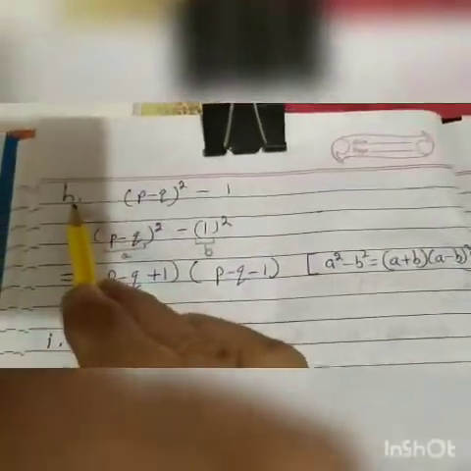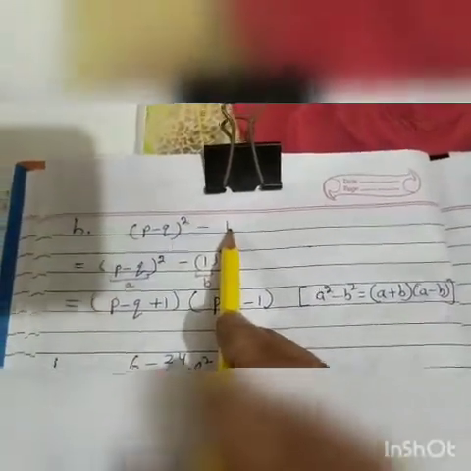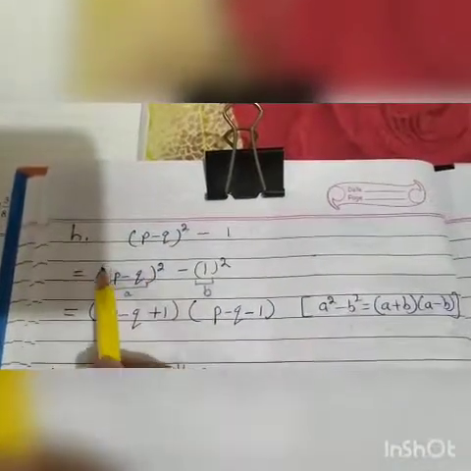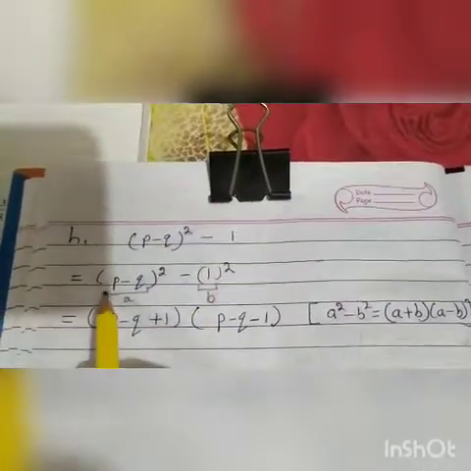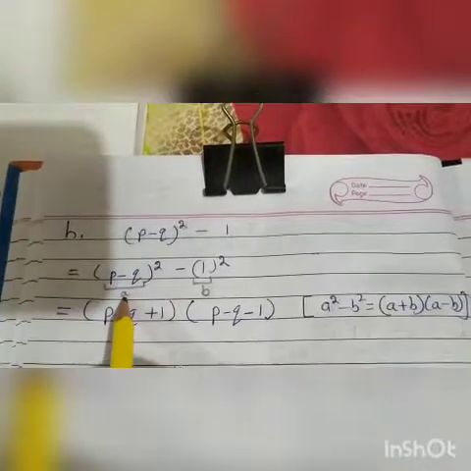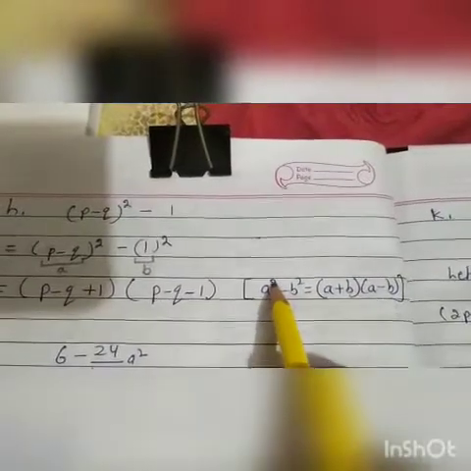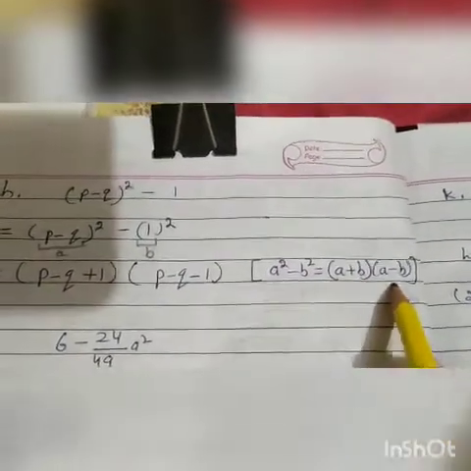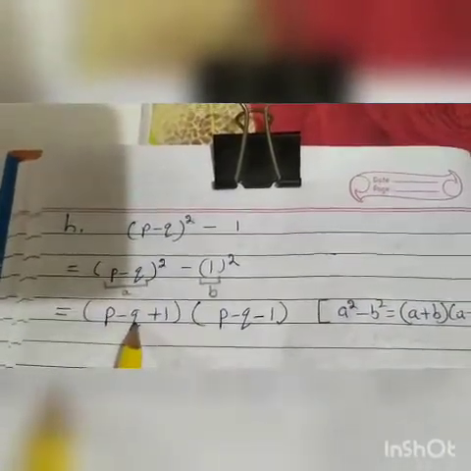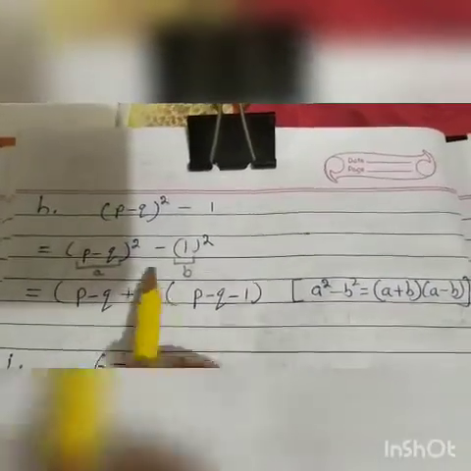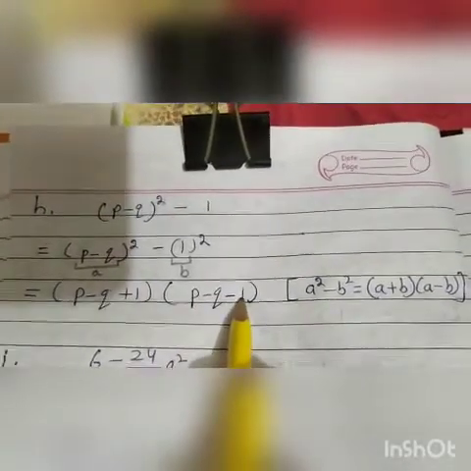Now come to the next part, h. h is (p minus q) whole square minus 1. So this will be written as it is, (p minus q) whole square minus, this 1 can be written as 1 whole square. Now if we take this as a and this one as b, we will use again the same identity, a square minus b square is equal to a plus b, a minus b. So what is a? a is p minus q. We will write p minus q, then plus b. Plus b means plus 1. Then a minus b: again a is p minus q, minus 1, because b is 1.